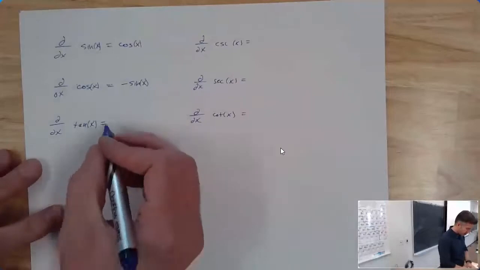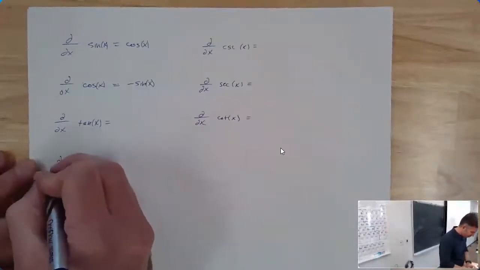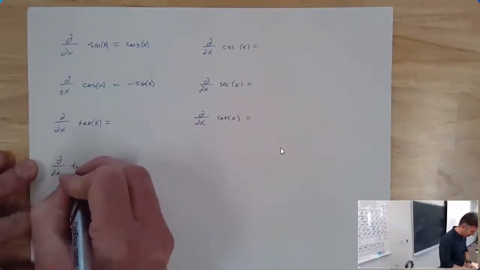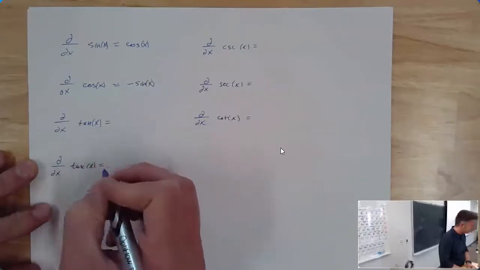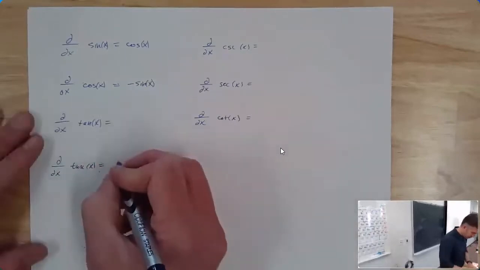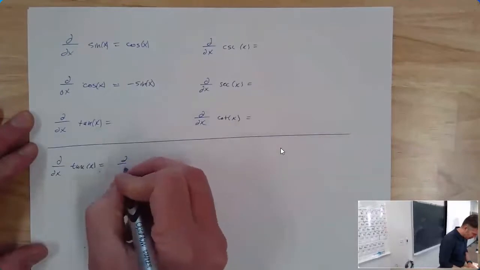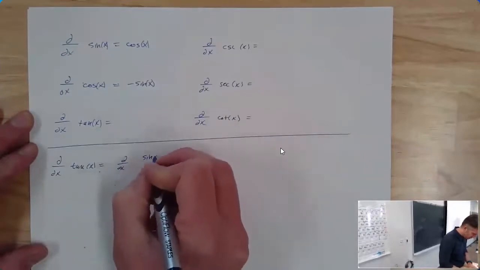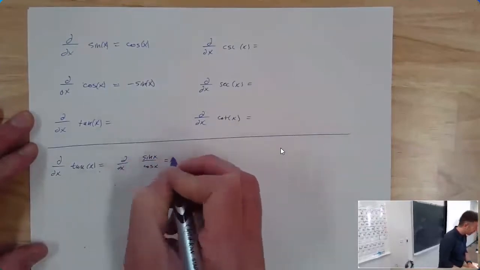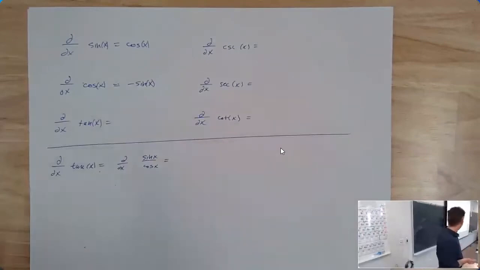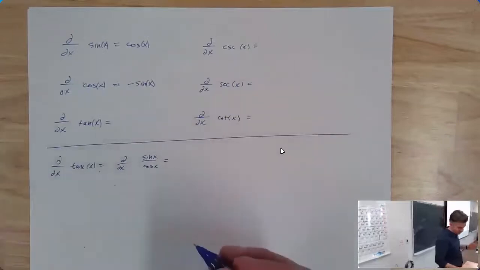So derivative of tangent, you're going to write tangent in terms of sine and cosine. So we write the derivative of tangent as the derivative of sine x over cosine x. And then we're going to use the quotient rule, right? Because it's a quotient. So we're going to do the bottom times the derivative of the top minus the top times the derivative of the bottom, all over the bottom squared. And I know there's other ways people say it. That's how I like it. But you can say low d high minus high d low over low squared or whatever floats your boat.